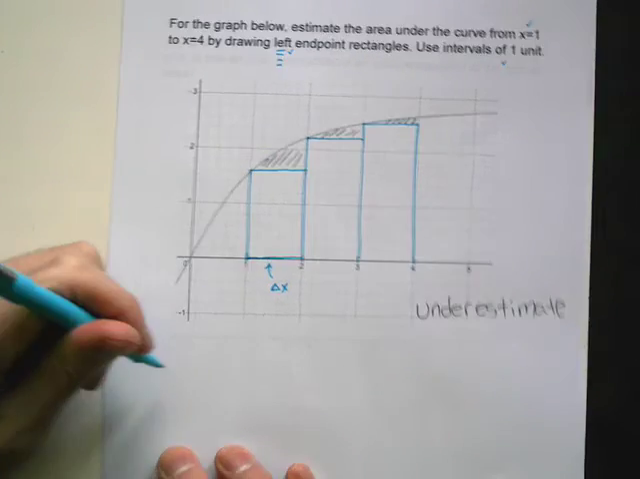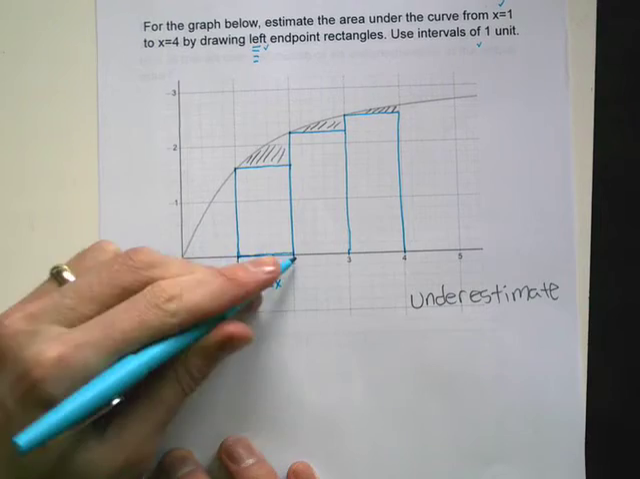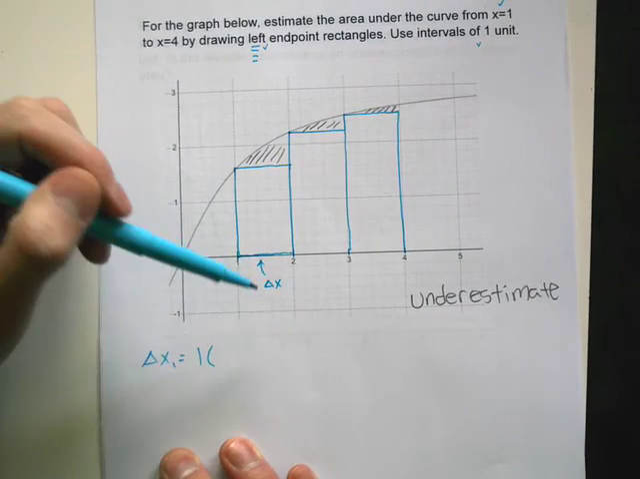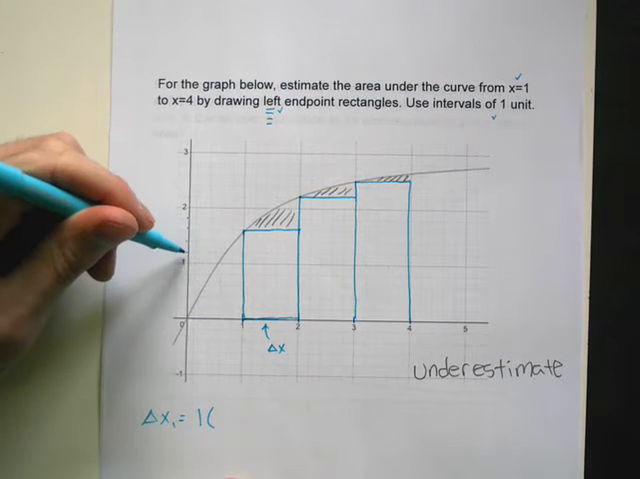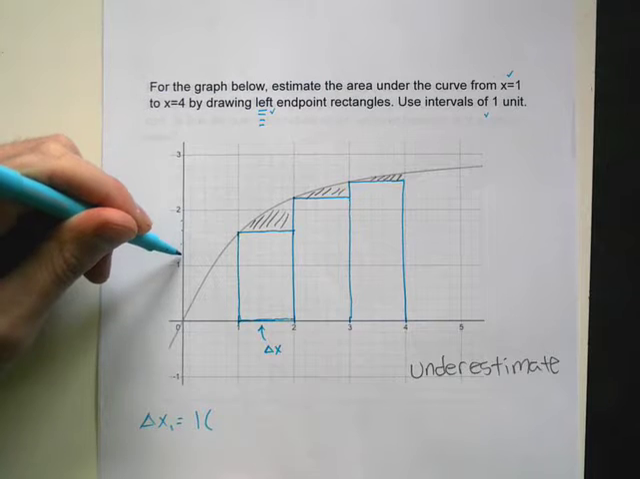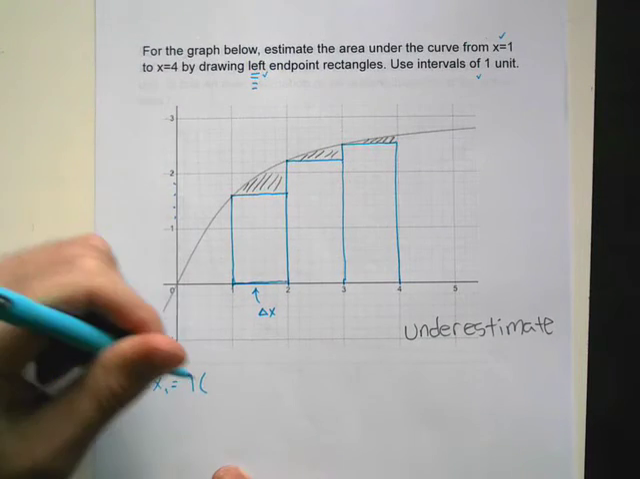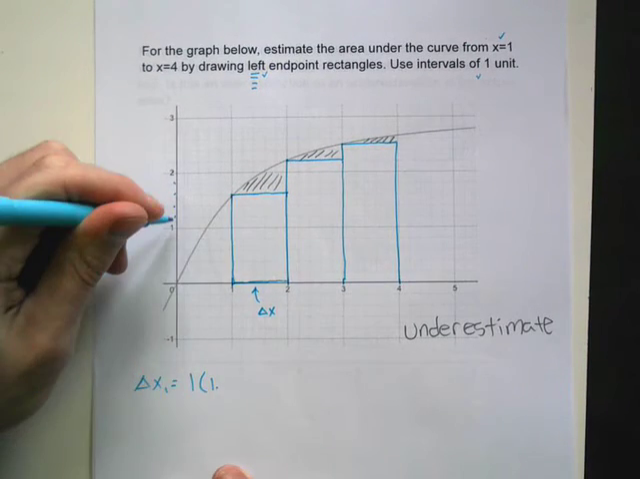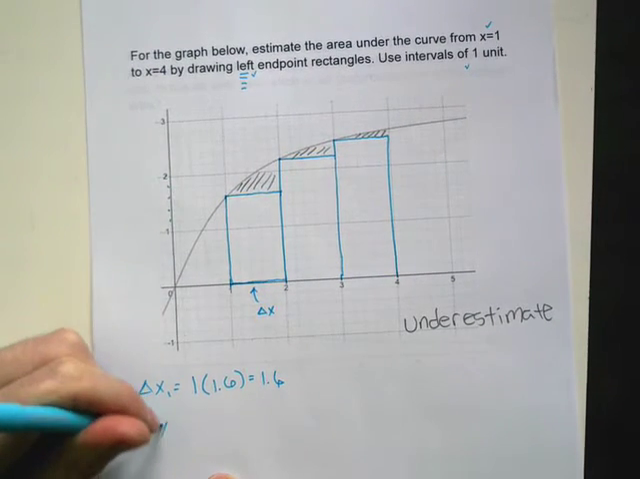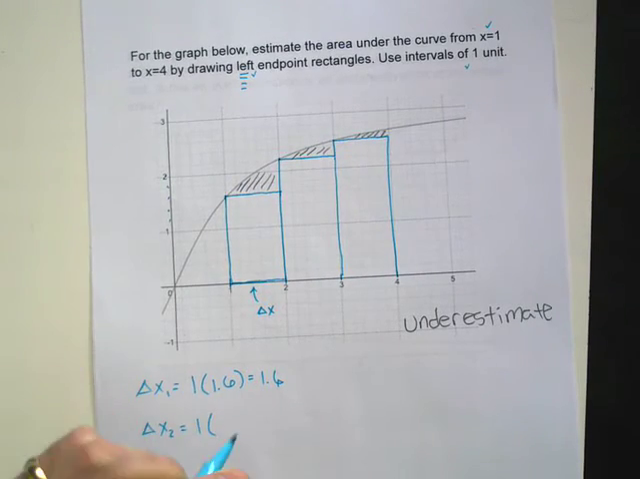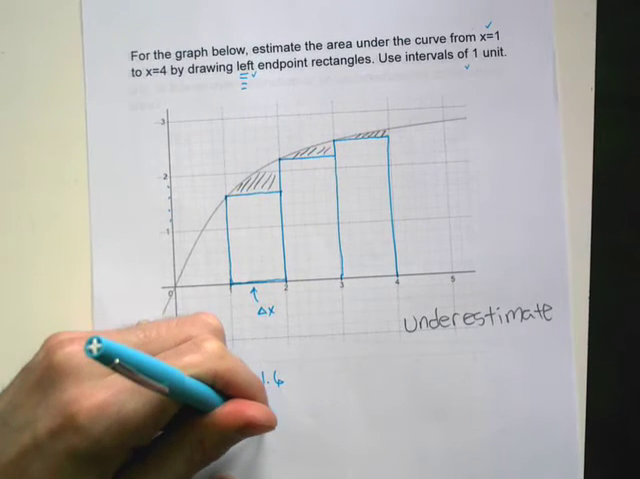So if I'm going to add up all my areas together, delta x1 is equal to 1, because that's the length of my base, times, we're going to have to look at our marks here, 2, 4, 6, 8. Looks like this goes up by 0.2 each time: 1.2, 1.4, 1.6, 1.8, 2. So that looks like it's going to land at 1.6. Delta x2 is the length of my base, 1, times 2.2, and that's going to be 2.2.